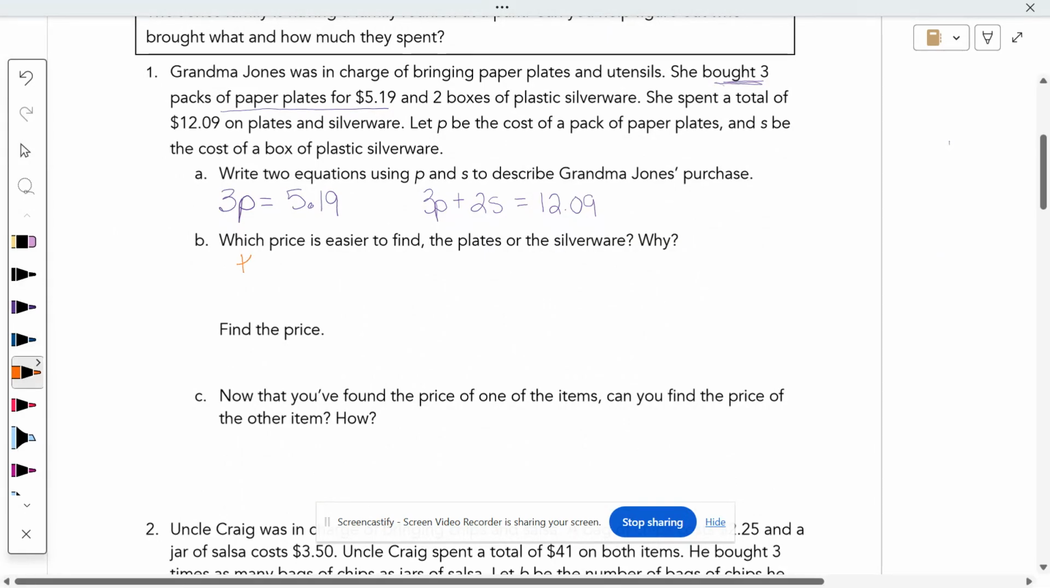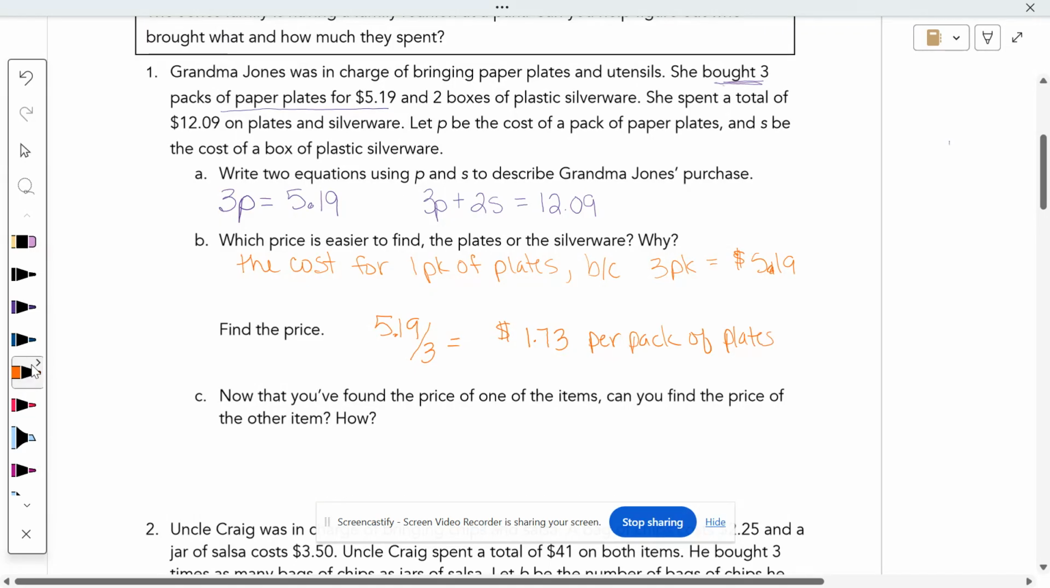Well, the cost for 1 package of plates is easiest because 3 packs cost $5.19. So if I wanted to figure out the price, I could just take $5.19 and divide it by 3, and I figure out that the cost for 1 package of plates is $1.73. So $1.73 per pack of plates.